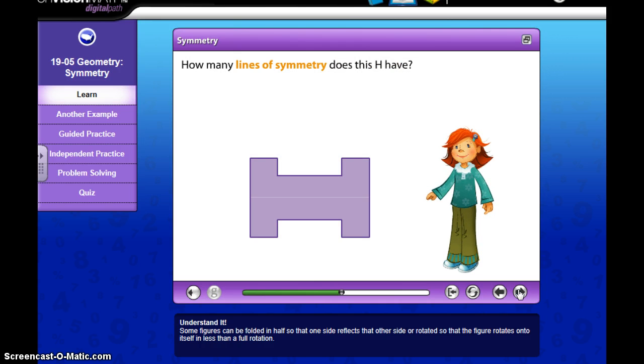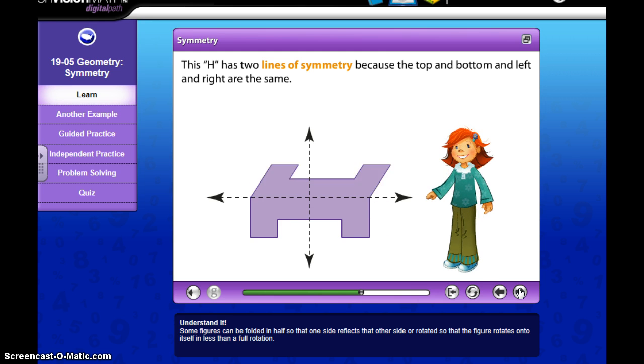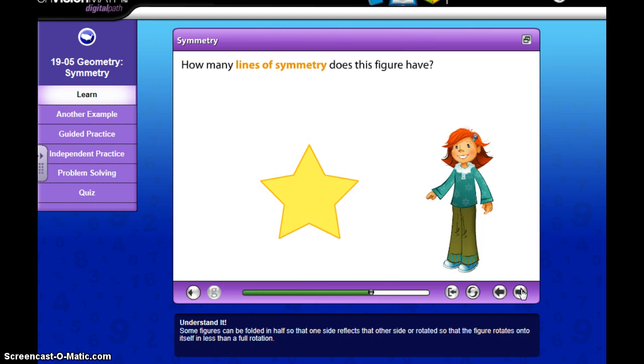This one. How many lines of symmetry do you think this one has? Raise your hand if you'd like to share. Aaron? Okay, he says 2. It does. We can go horizontally or vertically. Now what we can't do is corner to corner, because this one just won't work that way. The H has 2 lines of symmetry because the top, the bottom, and the left and the right are both the same.